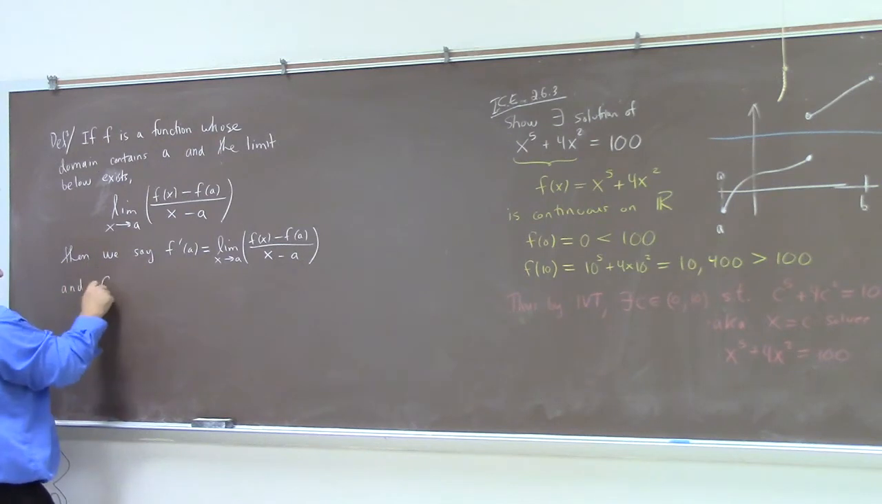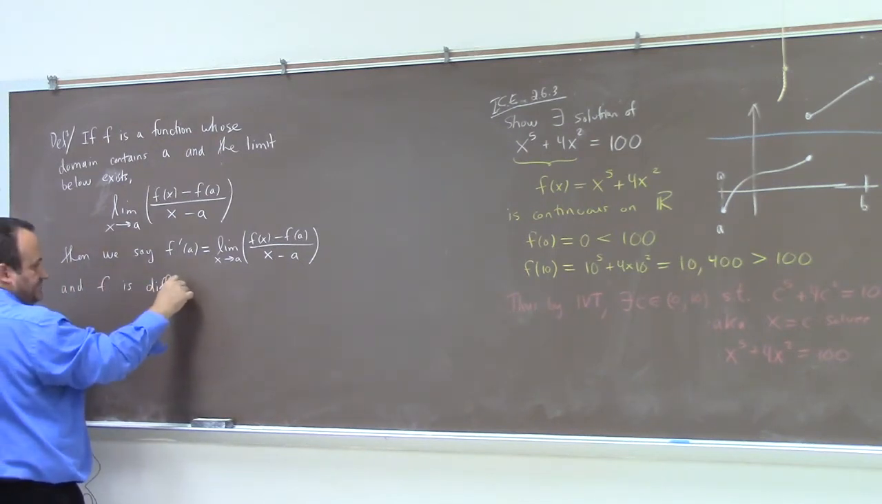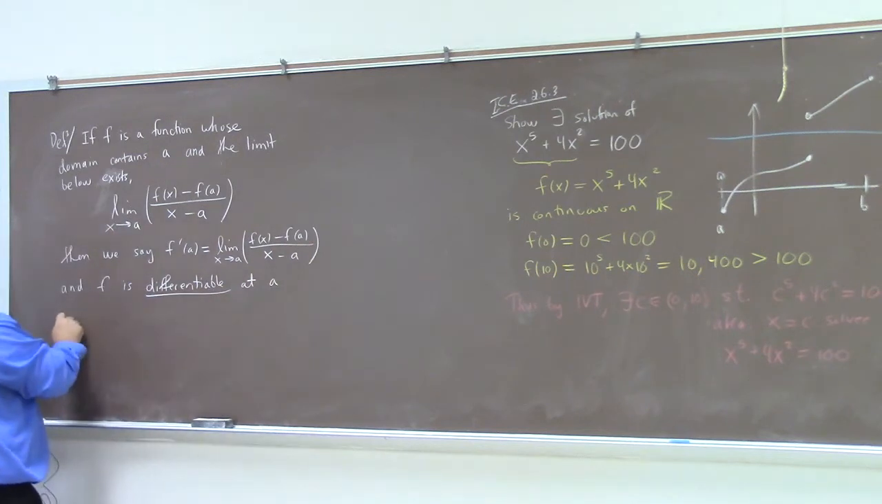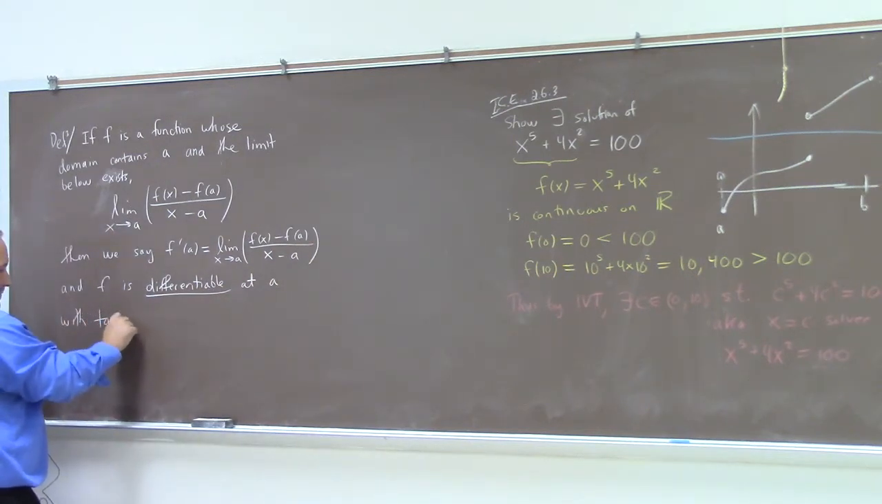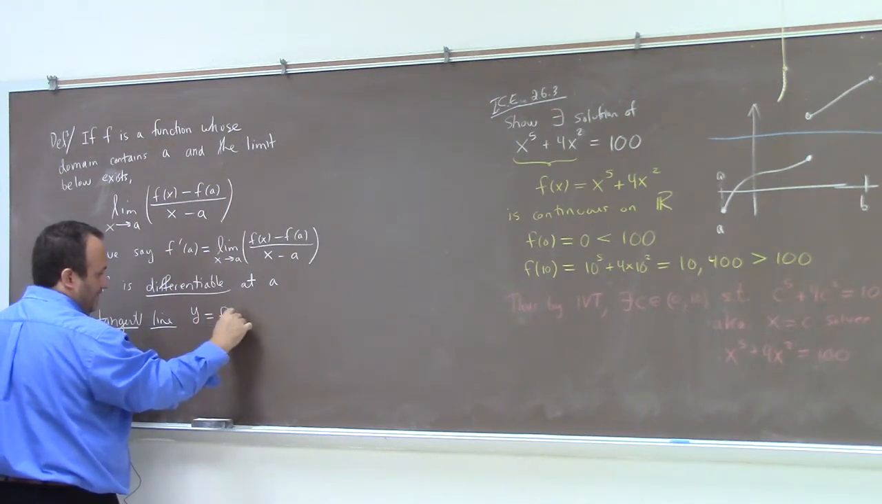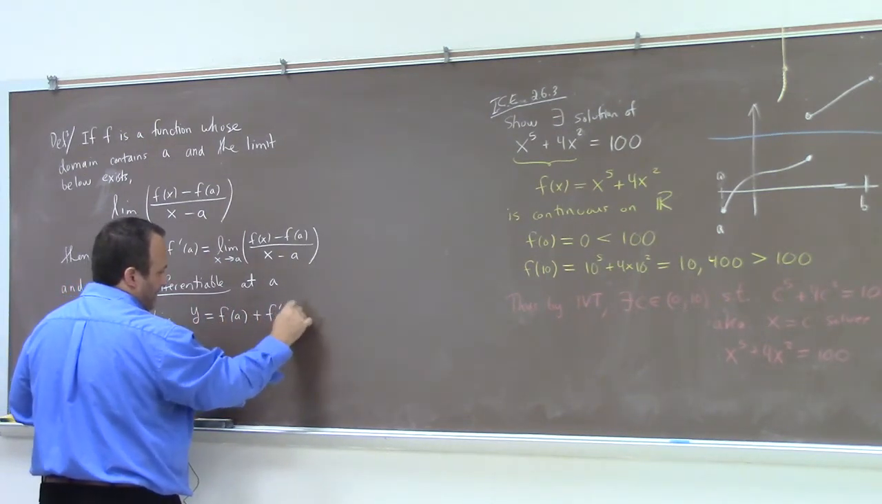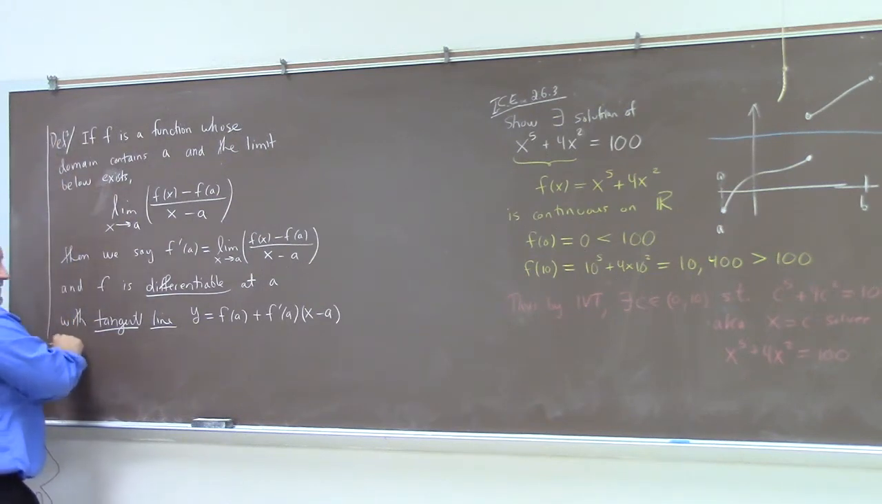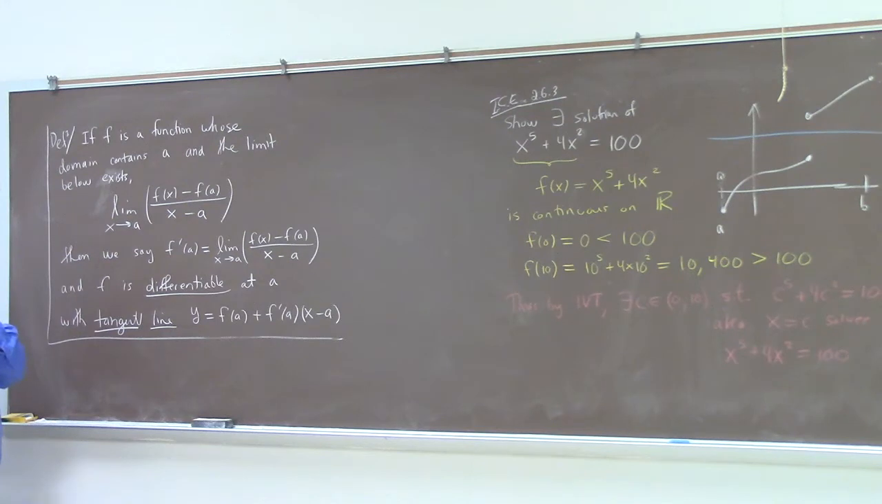And f is differentiable at a with tangent line y equals f of a plus f prime of a times x minus a. So this is the definition of both the derivative at a point, which we call f prime of a, as well as the tangent line. So when a function is differentiable, the tangent line exists, and the slope of the tangent line is given by the derivative. All right?